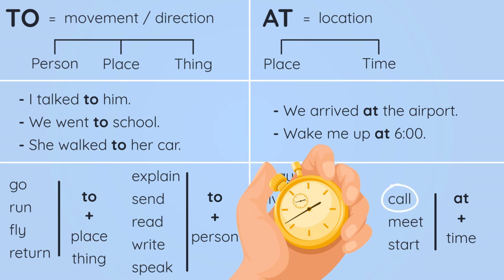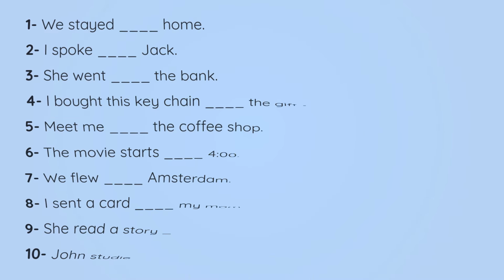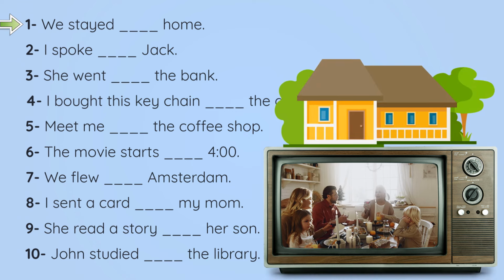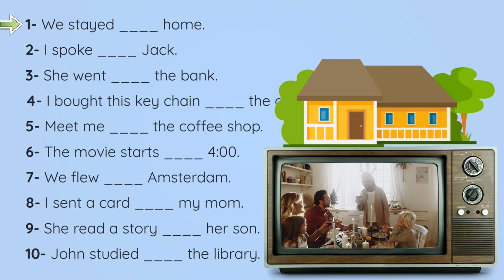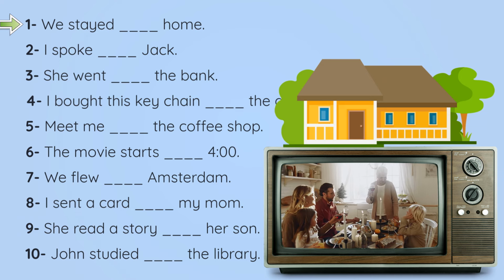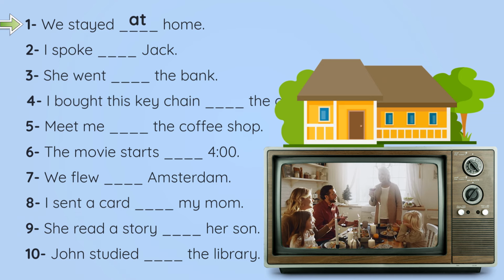Call me at 5 o'clock. Let's meet at noon. Let's start at 10 o'clock. Okay? So we have at, location. Arrival and to is always movement or direction. Now let's do a little quiz to make sure that you really got it. We stayed at home or we stayed to home. In all of these cases, you have to choose between to and at. We stayed at home. Okay? Stay somewhere.